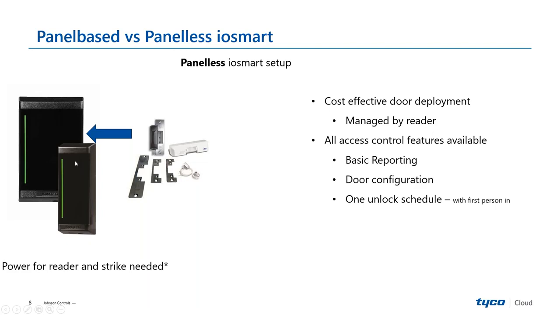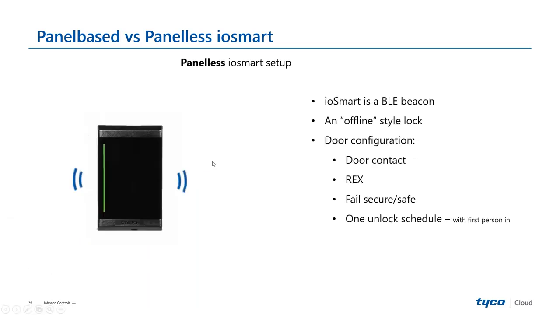You get basic door configuration like a door contact and REX. You get basic reporting, but you also get an unlock schedule that can be used on a door with a first person in, right? So you can see that this door will unlock at 9 a.m., but only if somebody swipes the card after 9 a.m. But it will definitely automatically relock at 5 p.m. What are the benefits of this?